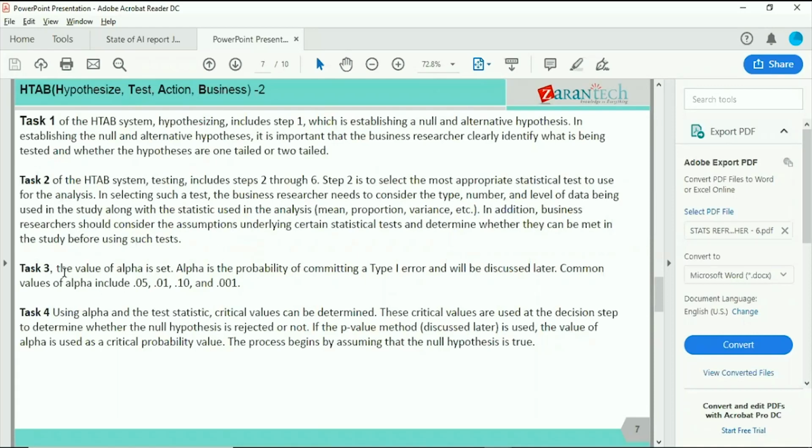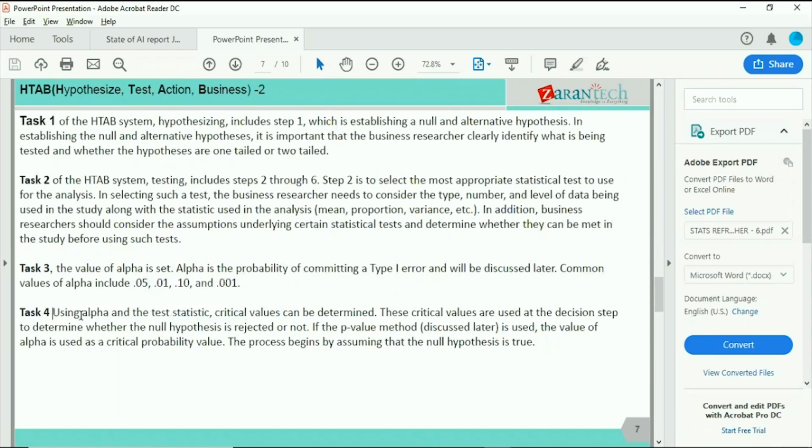After that is done, the value of alpha is set, or how much confidence you want to achieve, which is the probability of committing a type 1 error. We'll discuss it later, but as we have already seen, it is 0.05, 0.01, 0.001. Correct?